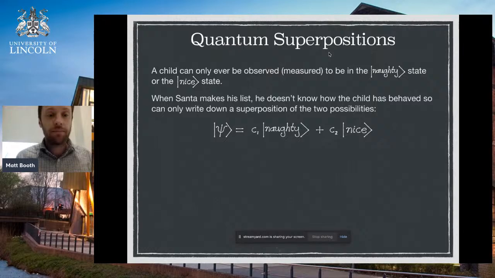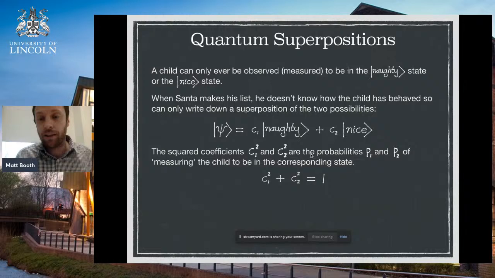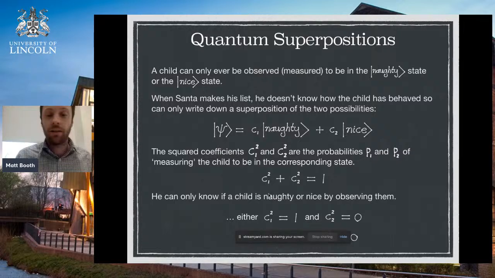So we write this wave function. We saw this Greek letter psi for the wave function earlier, and this is some combination of naughty and nice. Remember, we had these coefficients, these probability amplitudes. So C1 tells us how naughty the child is, and C2 tells us how nice the child is. And the square of these numbers are the probabilities of measuring the child to be in the naughty or nice state. Because these are probabilities, they have to add up to one. But when Santa checks his list, when he measures the child, he only sees them as being naughty or nice.